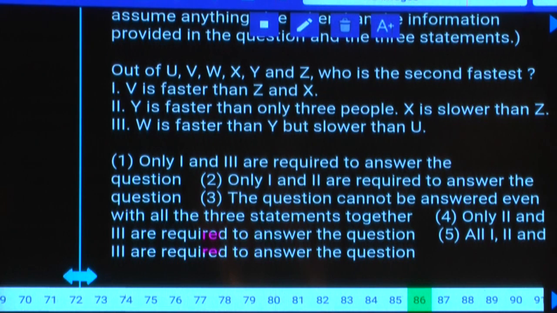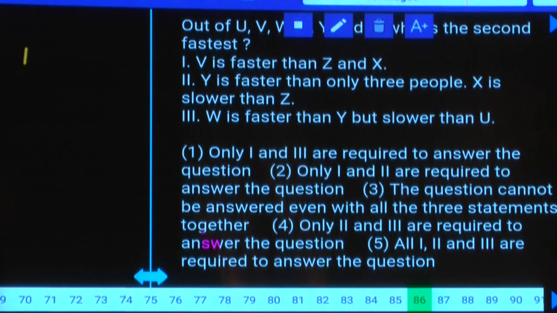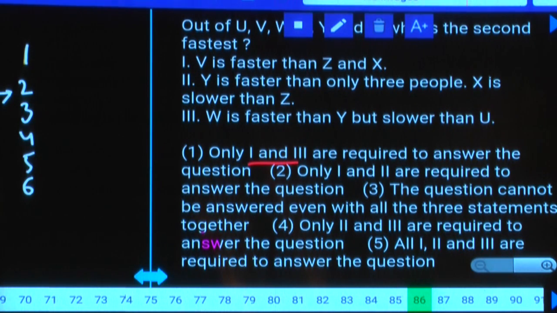Then out of U, V, W, X, Y and Z, how many persons are there? 6 persons, and among these 6 persons, who is the second fastest? Now we need to identify the person who is the second fastest among these 6 persons. Second fastest, 1, 2, 3, 4, 5 and 6. Now we need to identify the person who is coming to this place. As for choice 1, only 1 and 3. First let us combine 1 and 3 and check whether we are getting a unique answer, the second fastest runner.